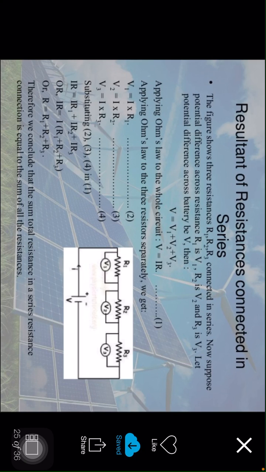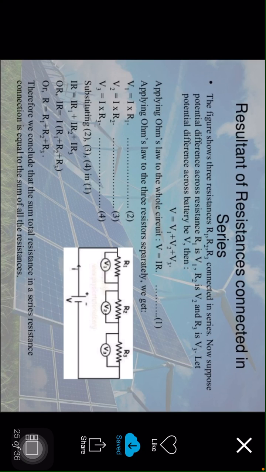Observe, my dear children, observe the figure here. The figure shows three resistances R1, R2, R3 connected in series. Now suppose the potential difference across resistance R1 is V1, across R2 is V2 and across R3 is V3. Let the potential difference across the battery be V. Then V equals V1 plus V2 plus V3.